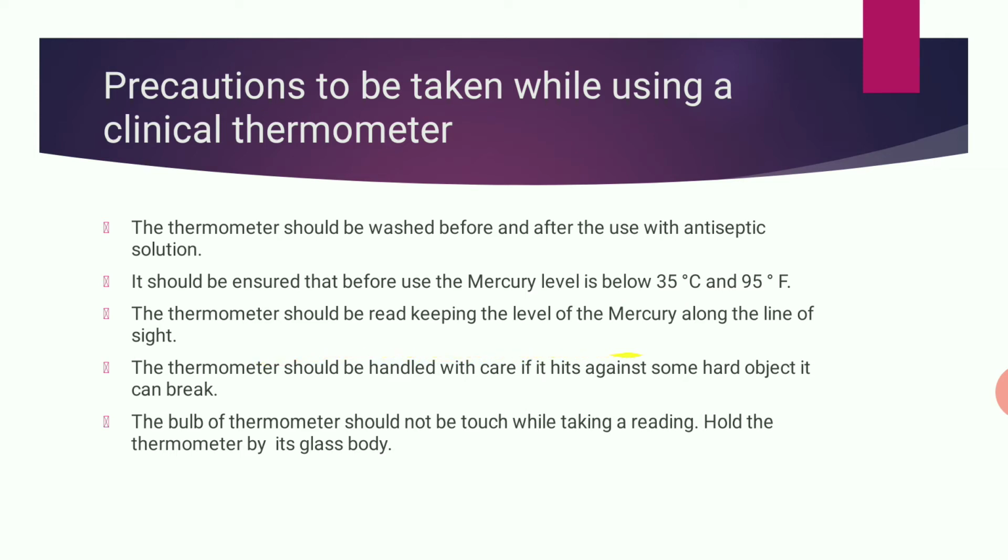The thermometer should be read keeping the level of the mercury along the line of sight. So it should be along the line of sight, which means it should be in front of our eyes and held straight. The thermometer should be handled with care. If it hits against a hard object, it can break, as it is made of glass.